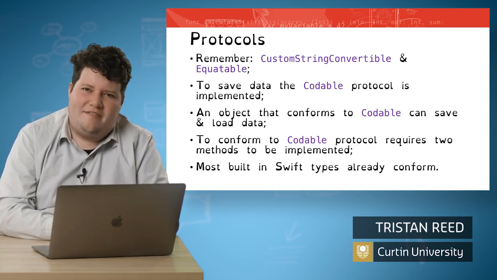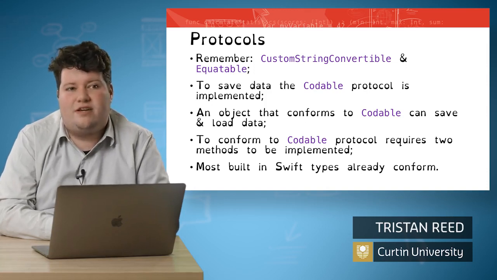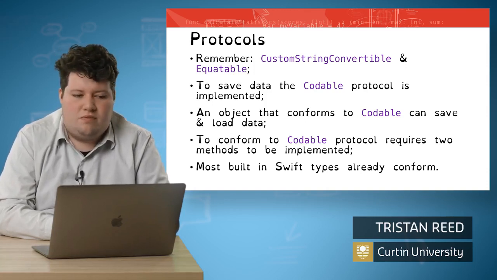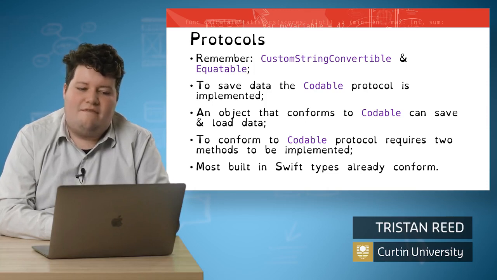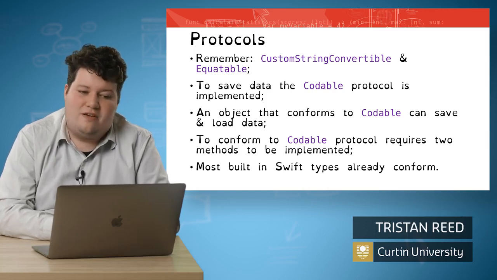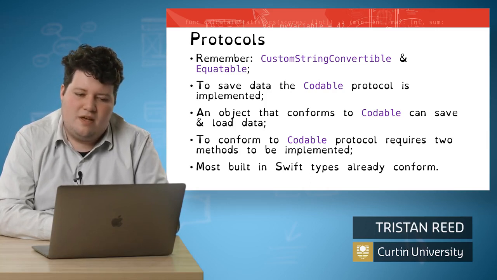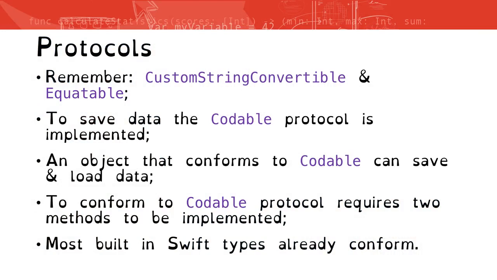Now we're going to move on to cover something called protocols. Now, think back where we covered the custom string convertible and the equatable protocols. We also have the codable protocol, which is implemented to save data, and that's done in the same sort of way that the custom string convertible and the equatable ones work. An object that conforms to codable can save and load data. To conform to the codable protocol, it requires two methods to be implemented, and I'm sure you can guess what those are. Most built-in types in Swift already conform.